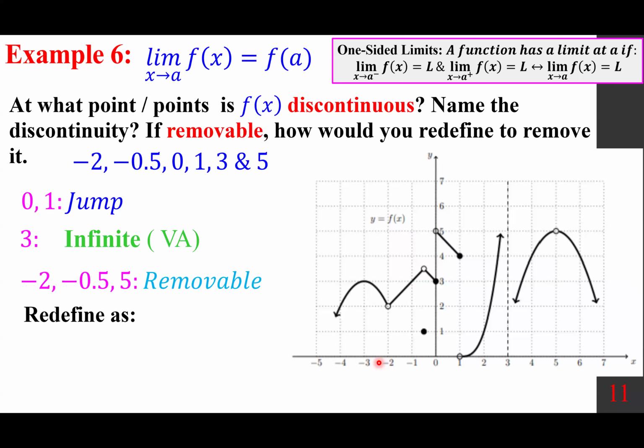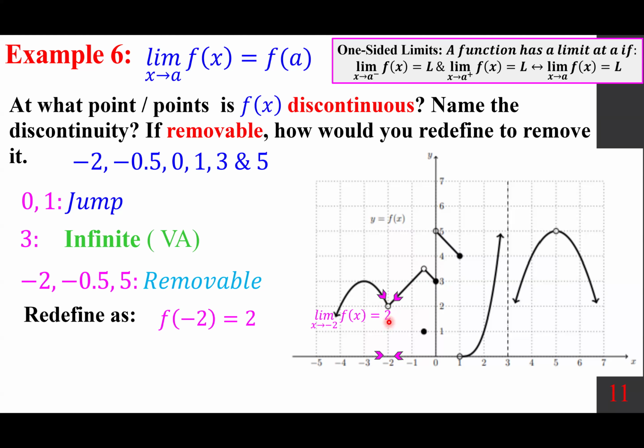As we approach negative 2 from the left and right here, left is moving towards this point, right is moving towards the same point, and as you can see, the limit exists. The limit of f of x as x approaches negative 2 is 2. Therefore, we don't have f of negative 2. We redefine f of minus 2 as the limit, 2. So f of minus 2 equals 2 will fix the problem.